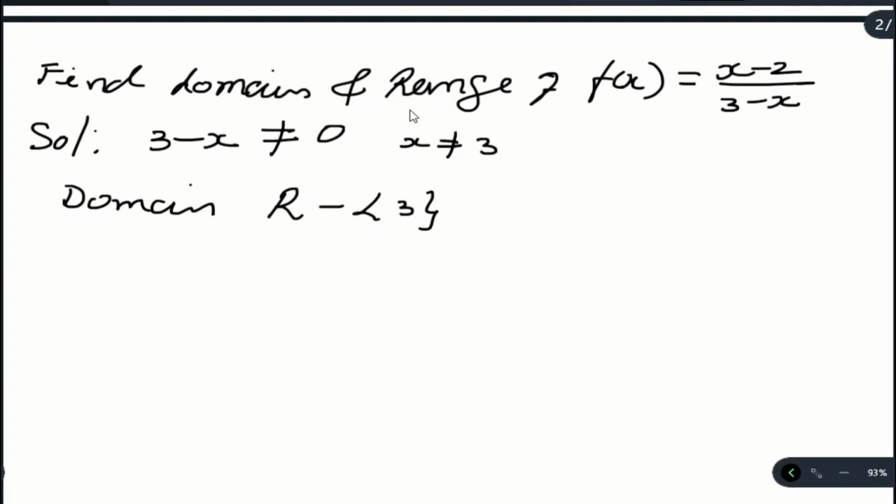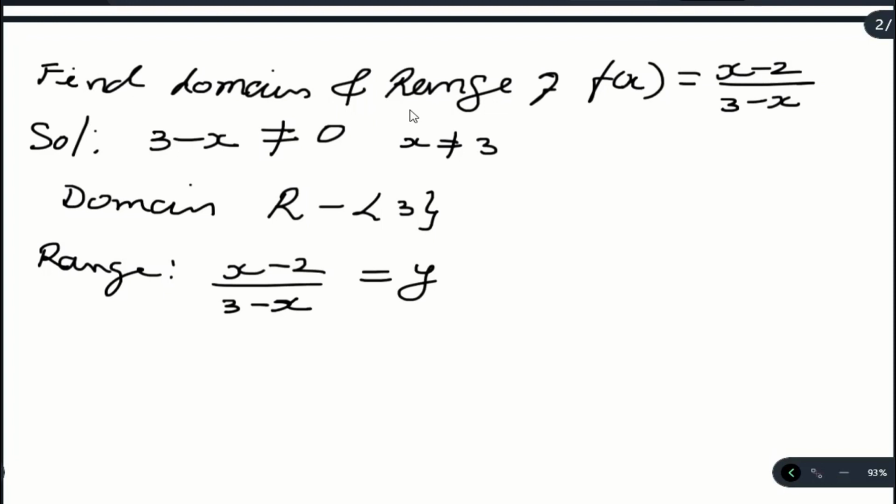This is the domain. Now let us see what is the range. Now we have understood what all values x can take. x can take any value other than 3, that is the domain. Now he is asking what is the range also. What is the range for this function? It is nothing but x minus 2 by 3 minus x. I am considering this range as y. Now I should find what all values y can take if x can take any real values other than 3. So if I substitute any real value other than 3, what all will be the images? That is what the question is asking about.